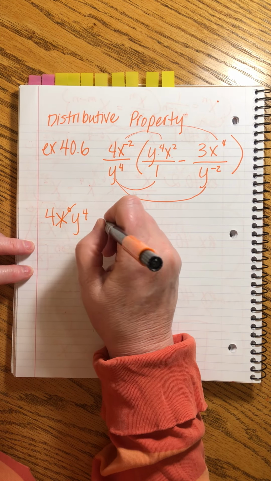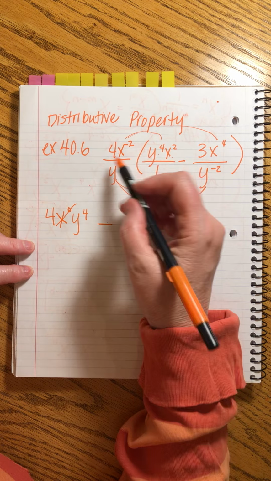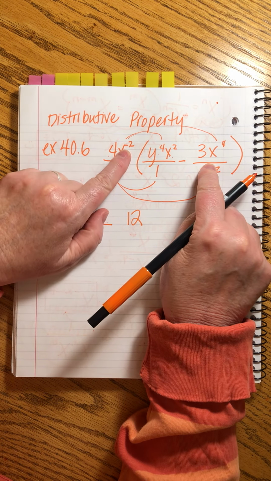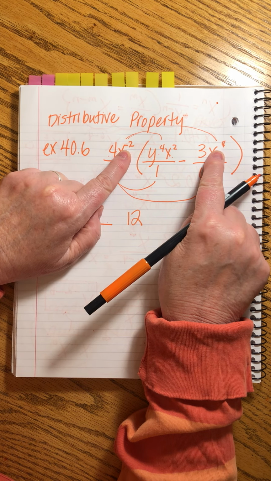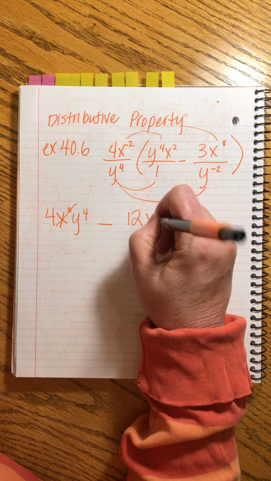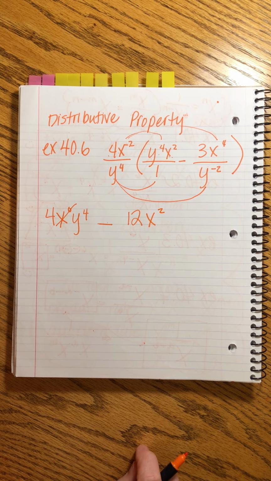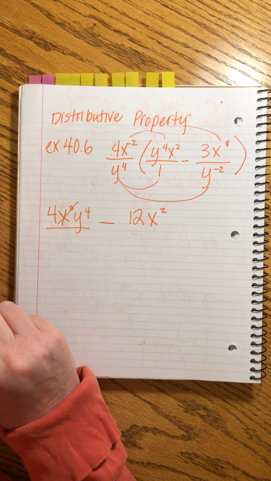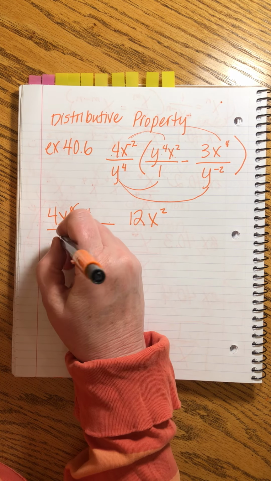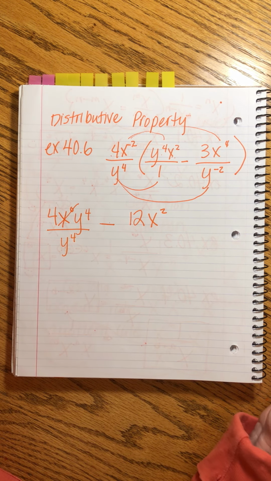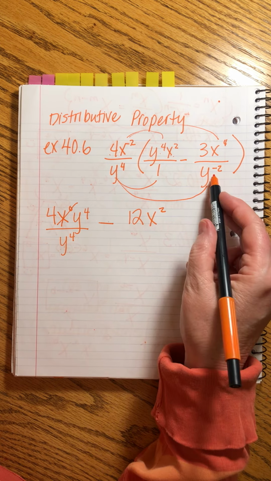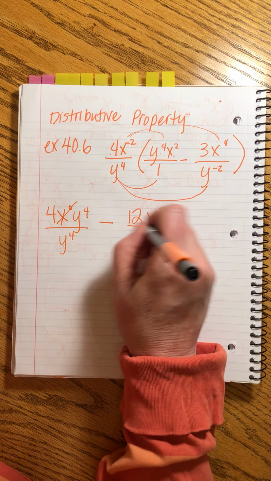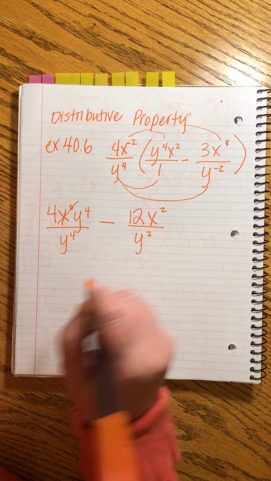Now we'll do the second term. I'll copy that subtraction sign. 3 times 4 is 12. X to the minus 2, x to the 4th, I add them, and so it's just x squared. All right, now let's do the bottom. This is just y to the 4th times y to the minus 2. So we add those, and we would get y squared.